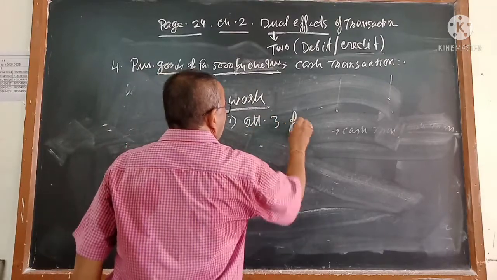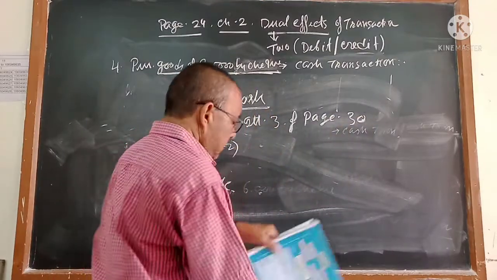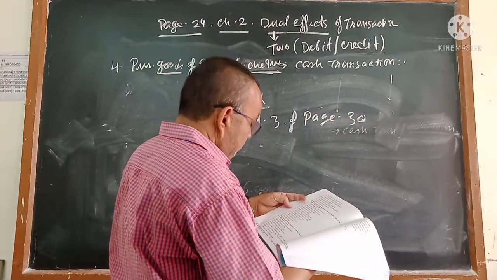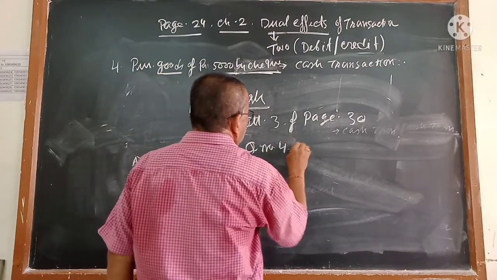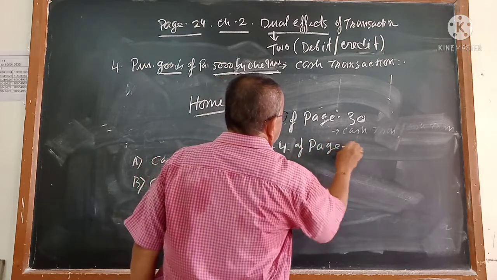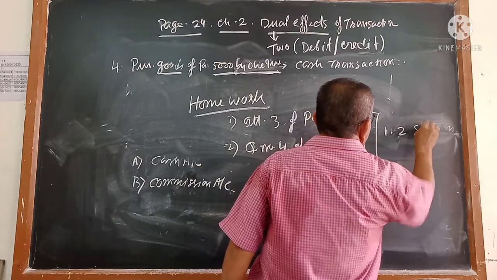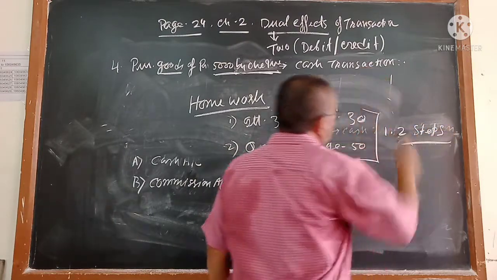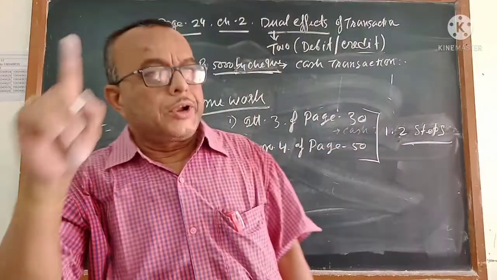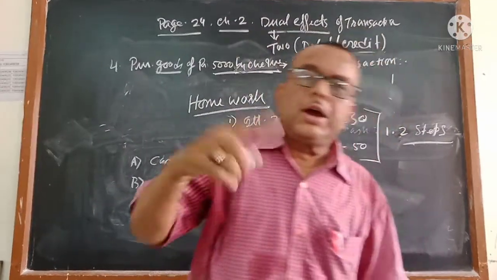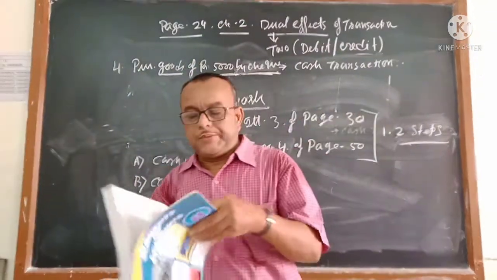Illustration 3 of page 30, and page 50, question number 4. Question number 4 of page 50. What will you do? First and second step, the way I told you. Whatever is given in your book, you find out cash transaction or credit transaction, first step, and you will find out the two effects. First effect and second effect, A effect and B effect.